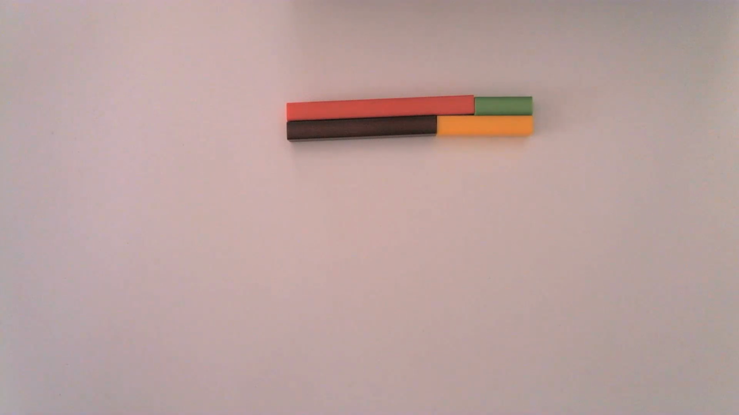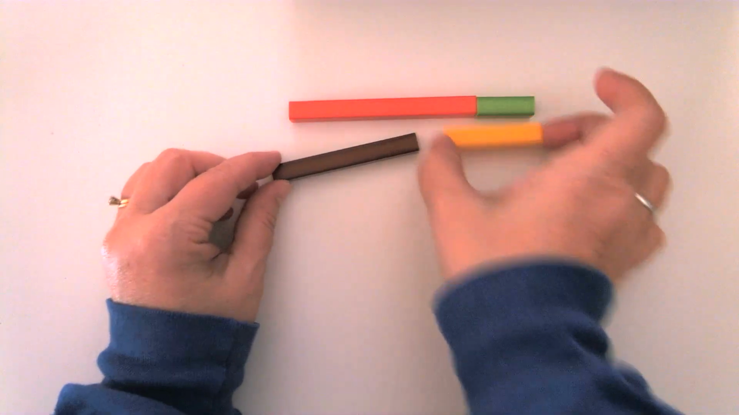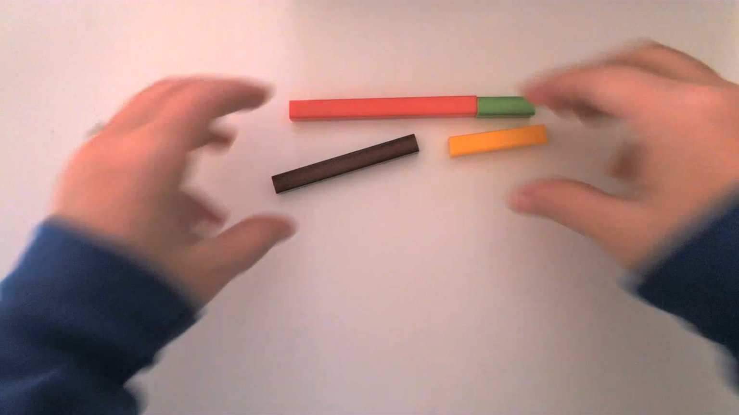If I know that an 8 and a 5 make a 13, then 13 take away the 8 must leave me the 5, and 13 take away the 5 must leave me the 8. So it's being able to think of all those different ways, and different numbers lend themselves to more efficient strategies than others. So we want to be able to have that flexibility of thought.